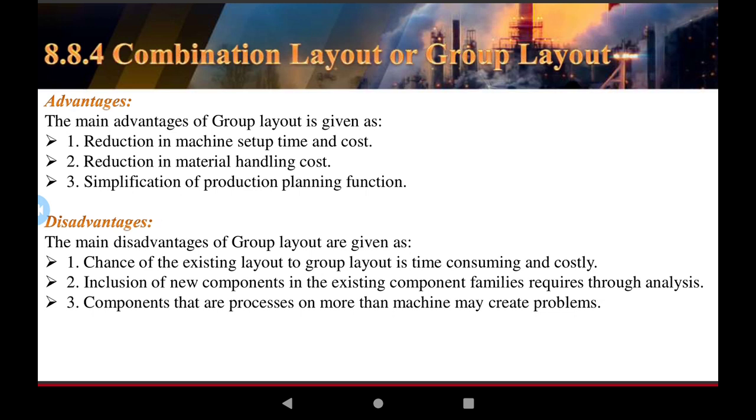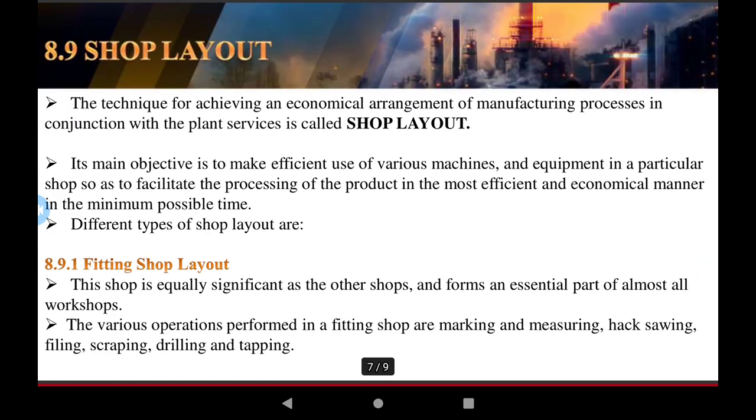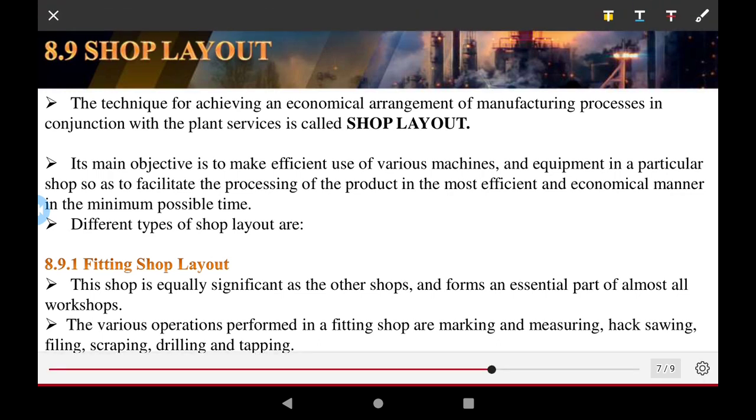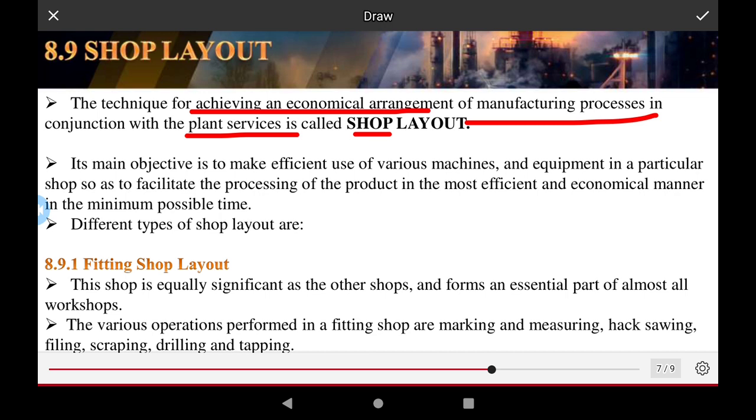This is the combination layout. Now the shop layout. What is the shop layout? Shop layout is the technique for achieving an economical arrangement of the manufacturing process in conjunction with the plant service. This is called the shop layout.